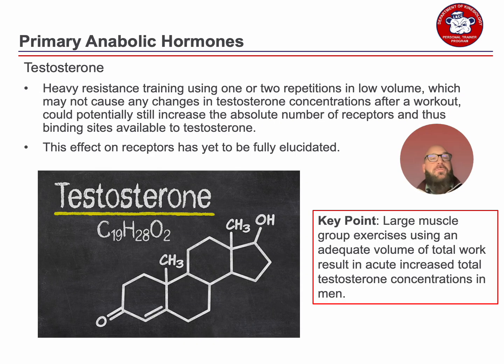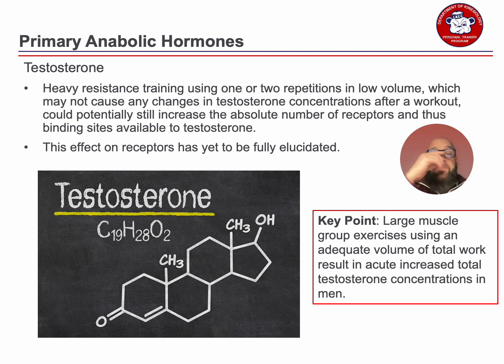All right, so let's start with our first hormone, which is obviously one of our primary anabolic hormones: testosterone. Heavy resistance training using 1 or 2 repetitions in low volume. Low volume meaning heavy weight, low reps, which may not cause any changes in testosterone concentrations after a workout, could potentially still increase the absolute number of receptors and thus binding sites available to testosterone.